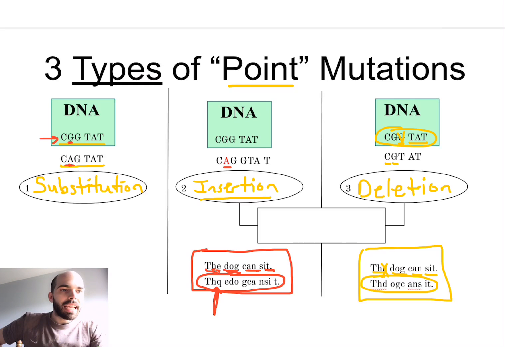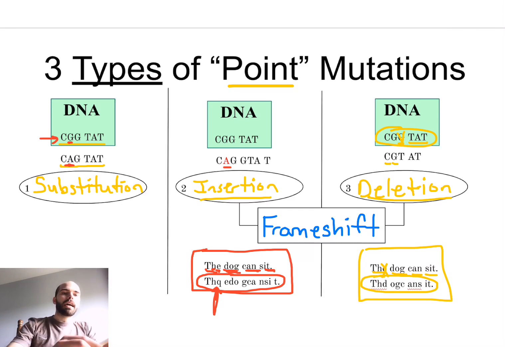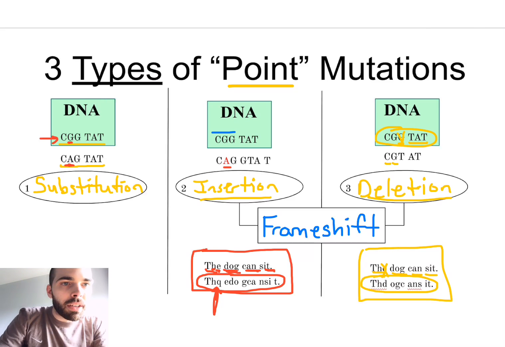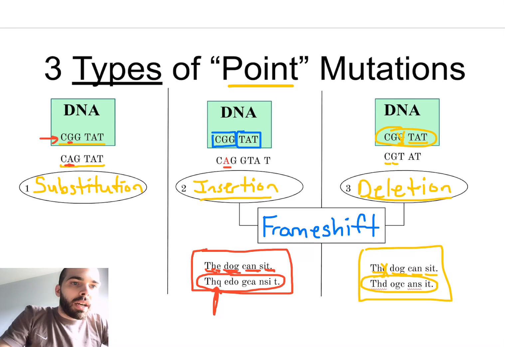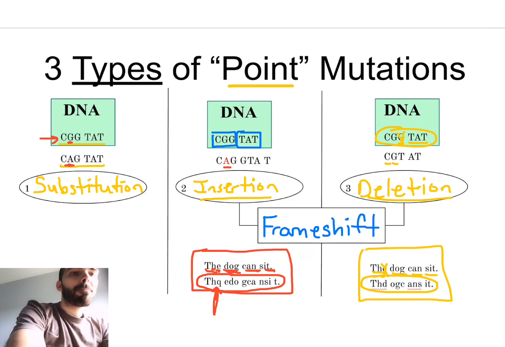So insertion and deletion, we say that those can cause a frame shift. Okay, those 2 types of point mutations can cause a frame shift. And by frame, I'm just talking about these 3 letters. Every 3 letters, that's our reading frame. And so if you insert a base or delete a base, it can cause the other letters to shift either forward or back, and that changes the frame. All right, those are the 3 types of point mutations.